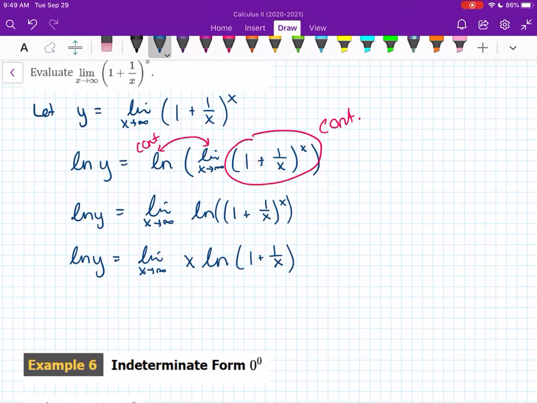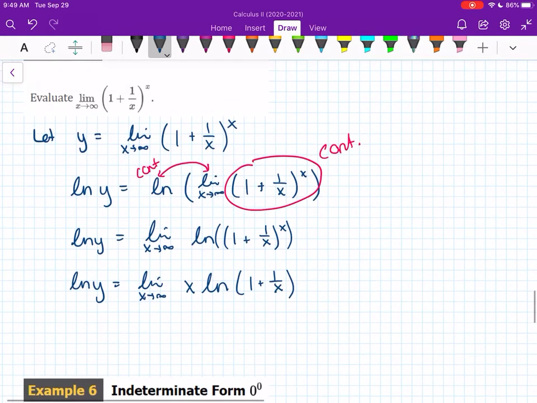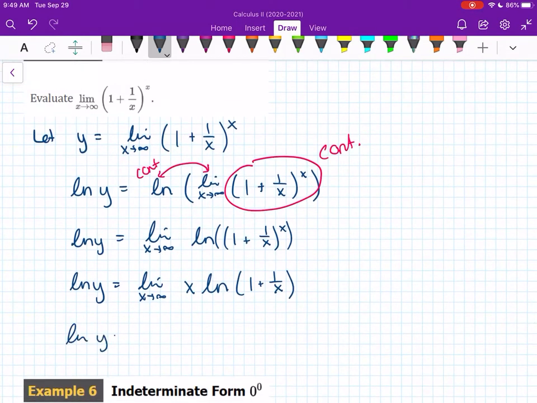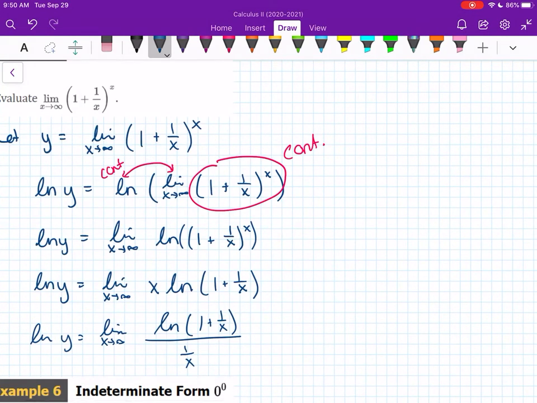Okay, we hanging in there? All right, so then this isn't a quotient, so I can't use L'Hopital's rule yet, but I can rewrite it as a quotient just like we did in the last example. So now I have the limit as x approaches infinity. I'm going to leave the natural log of 1 plus 1 over x on the numerator, and then I'm going to write that x as 1 over x on the denominator. Okay, so now I can use L'Hopital's rule because I have 0 over 0, right? So if I plug in infinity, I get a denominator of 0, and then on the numerator I have 1 plus 0, and remember the natural log of 1 is 0.